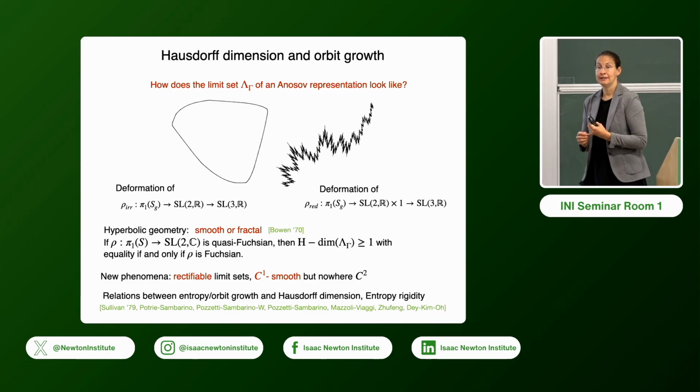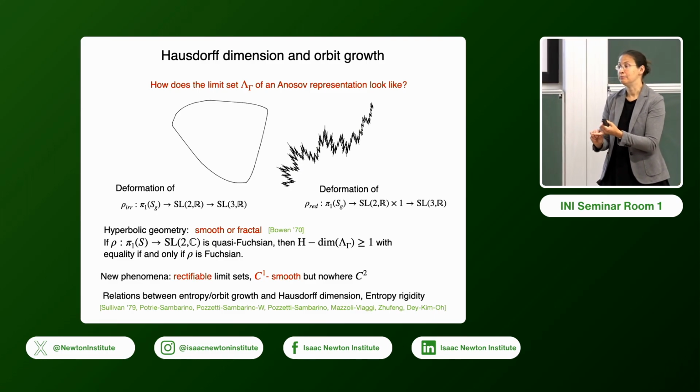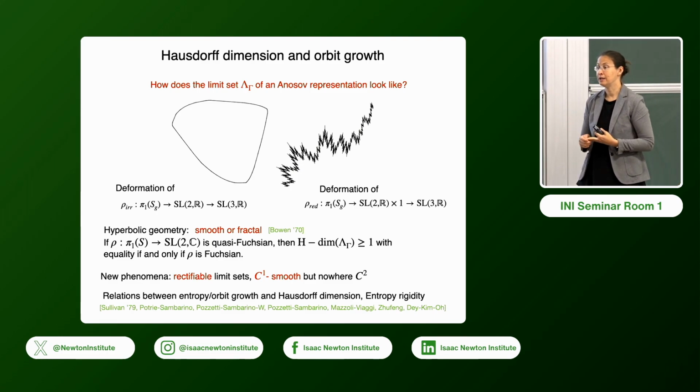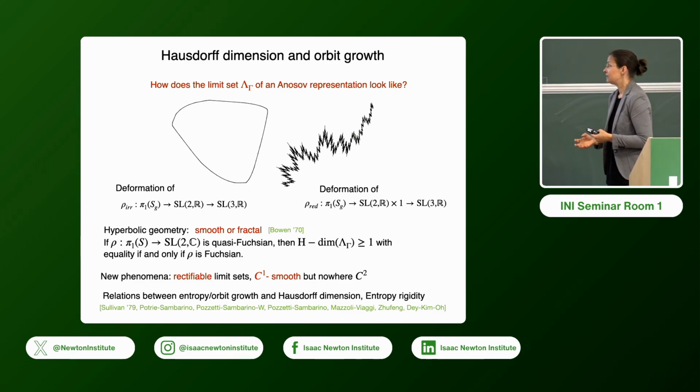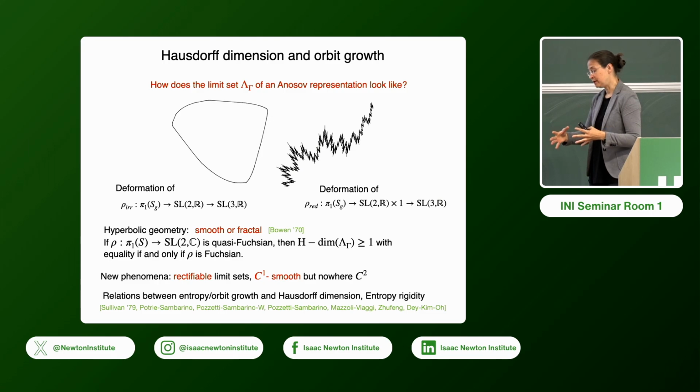Limit sets can be fractal, they can be smooth, but they can also be rectifiable. They can be C1 smooth and nowhere C2. So you have a new world of properties of the limit set. And you still get an interesting relation between the orbit growth in your space and the Hausdorff dimension of the limit set. But now you have more flexibility in looking at orbit growth.